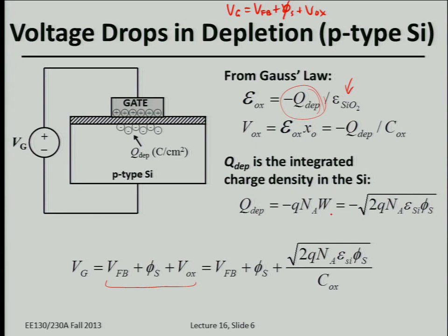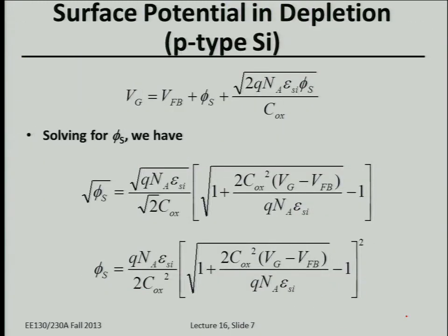Okay? So this term here is just Q depletion over C ox, and that's equal to V ox. That qualitatively makes sense? Okay. All right, so let's see.